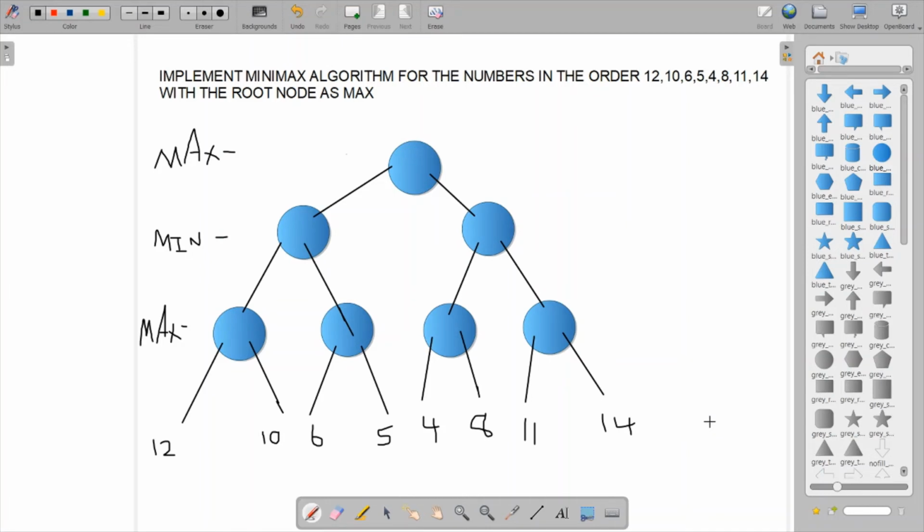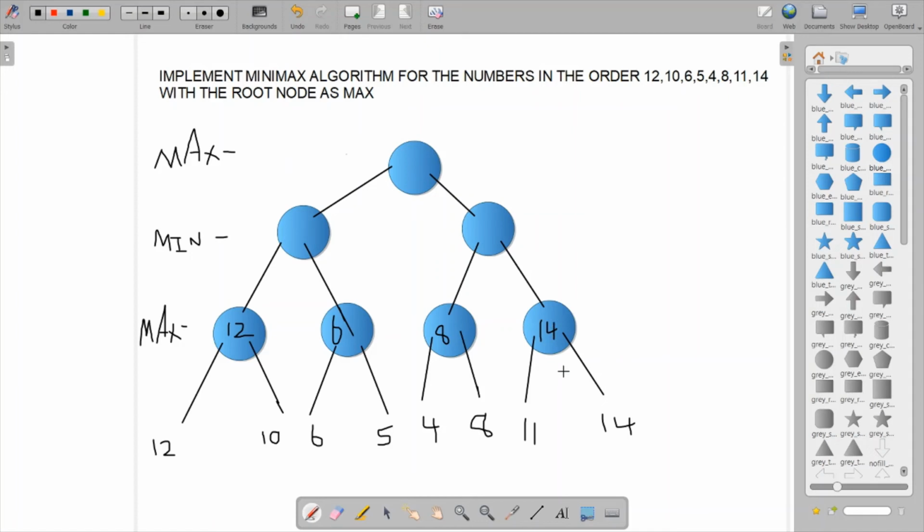Usually they will give you a diagram directly in this manner, but I thought of constructing it from the beginning. I think it's one of the simplest algorithms in artificial intelligence, and pretty much self-explanatory. Anyway, I will do it. First, the maximum of these two values: 12 and 10, the max is 12. For 6 and 5, the maximum is 6. For 4 and 8, max is 8. For 11 and 14, the maximum value is 14. So we have got all our max values from our leaf nodes.